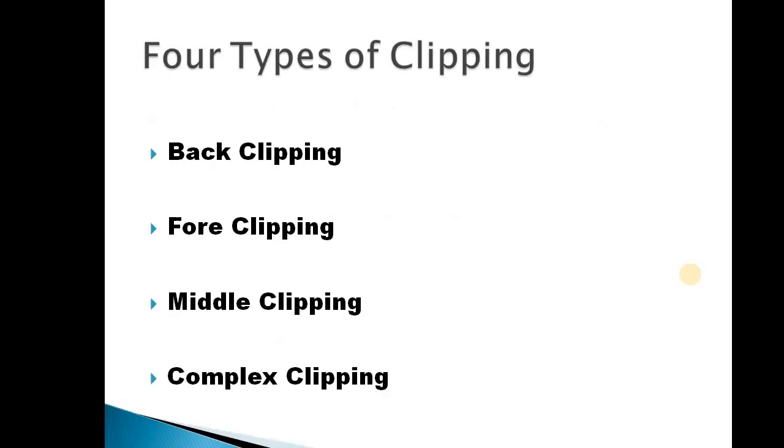Now there are four types of clipping. Number one is back clipping, number two fore clipping, number three middle clipping, and the last one is complex clipping. We will explain one by one, and then you will get to know what kind of clipping happens and what are the functions or the differences of these four types of clipping. Let's see.